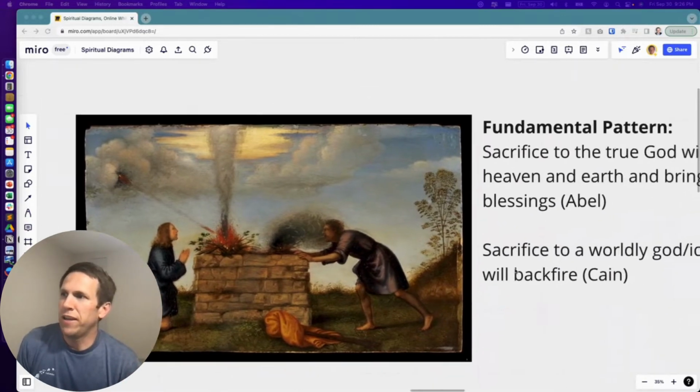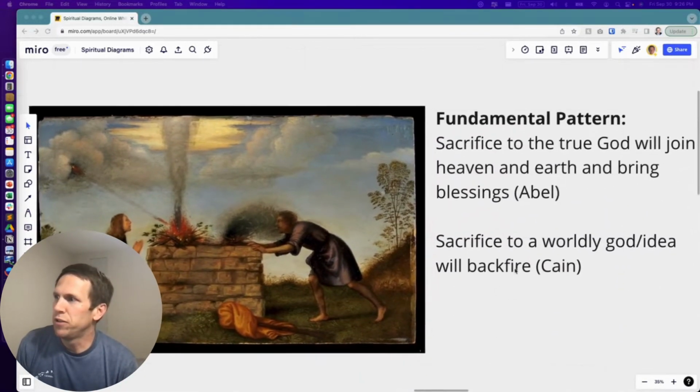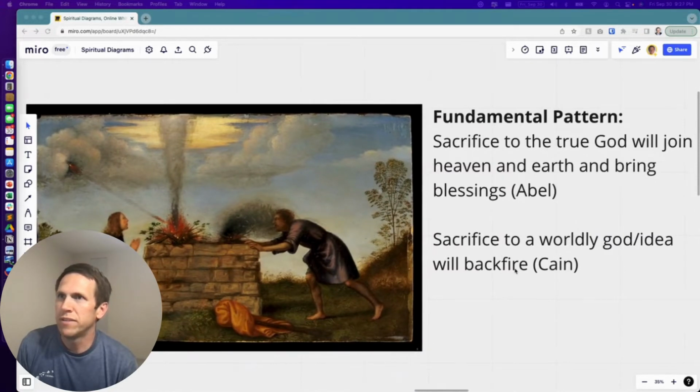In the story of Cain and Abel, Abel is the one who sacrifices according to how God would suggest. And Cain takes a little different approach. He doesn't do the exact right sacrifice, and he also doesn't respond well when he's given feedback from God that his sacrifice was not right.